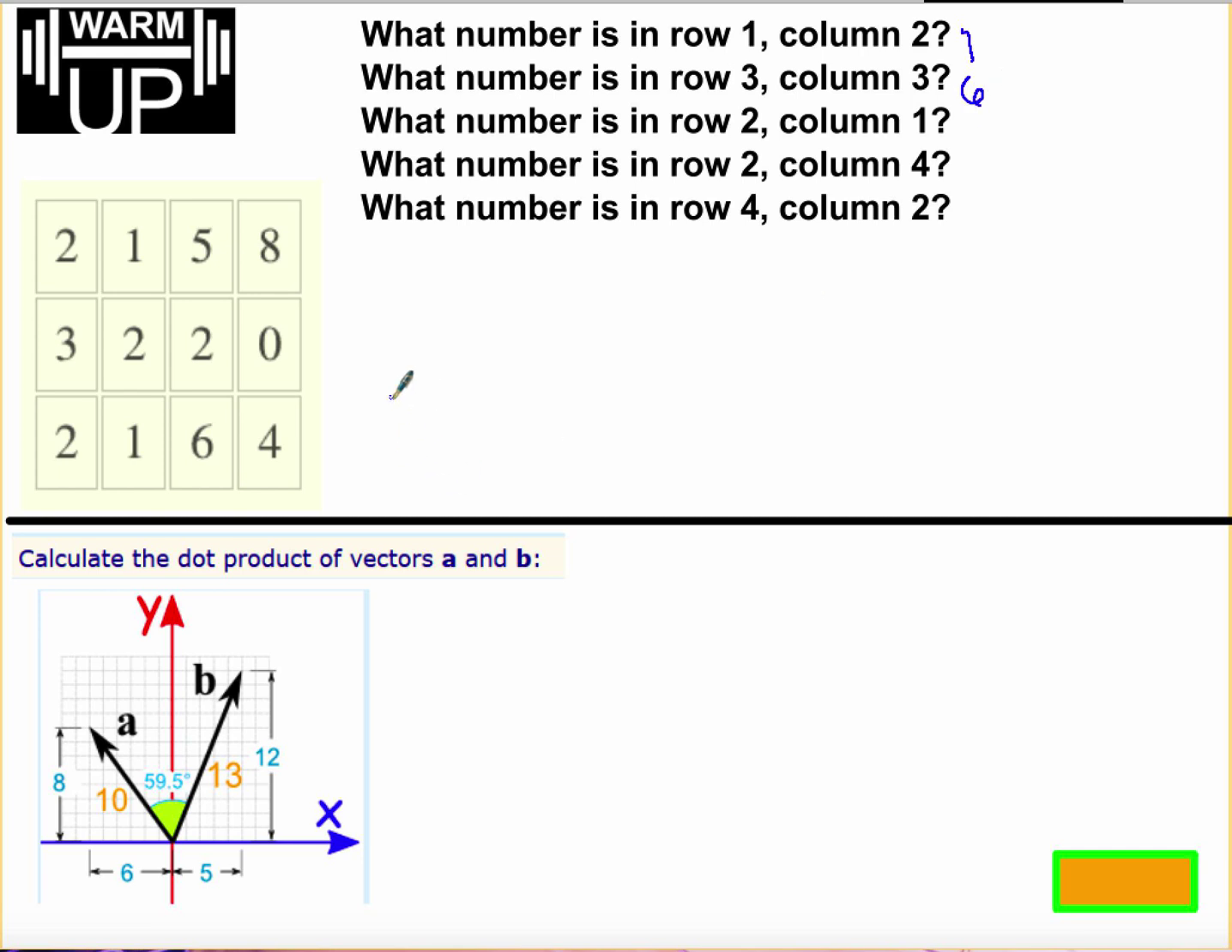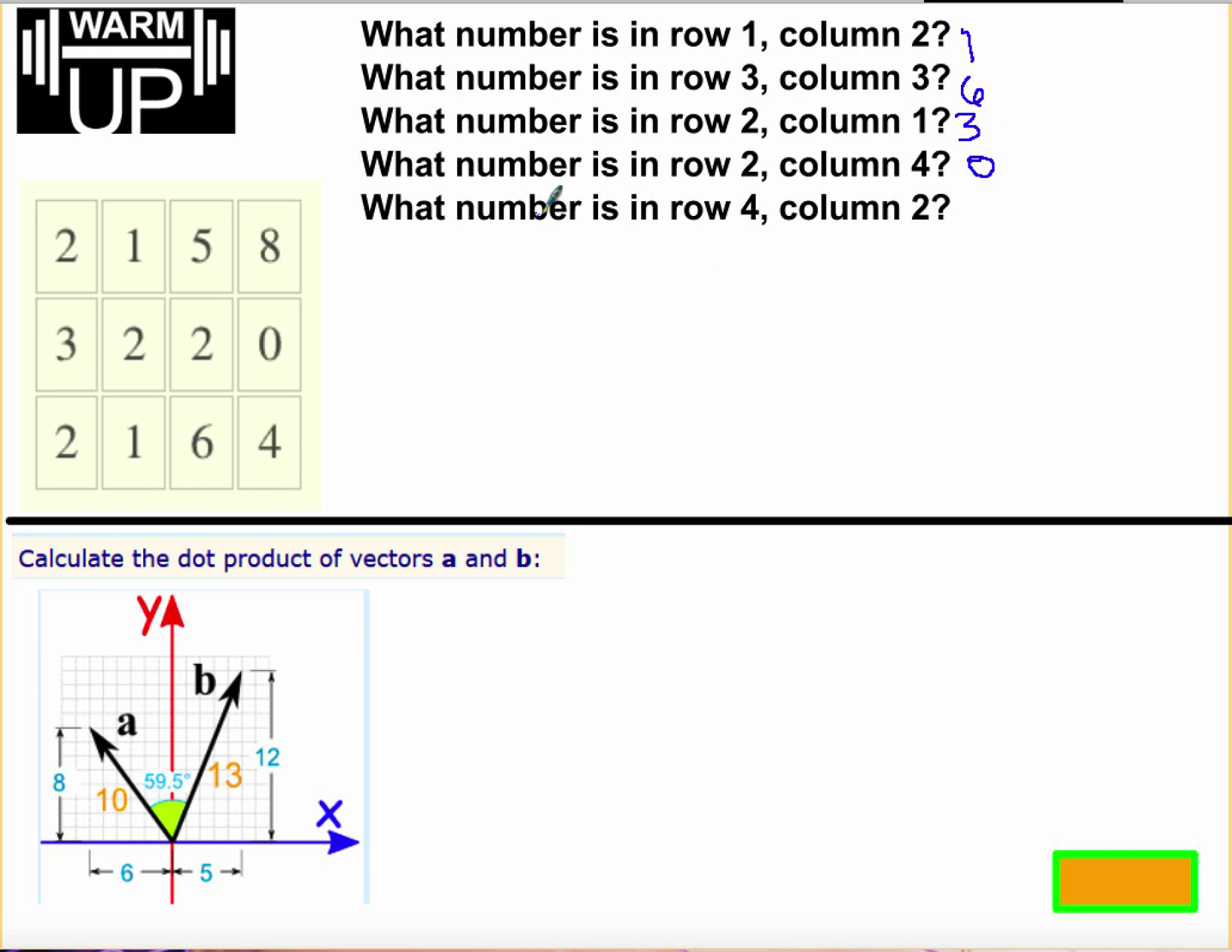What's in row 2, column 1? Well, I'm here in row 2. I'm going to stick around in the first column. That's number 3. What number's in row 2, column 4? So I'm in the second row. I'm in the fourth column. That's a 0.